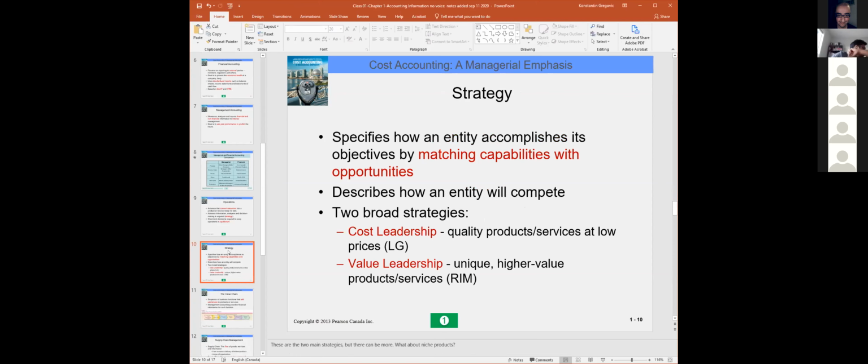And as we mentioned, we did talk a little about strategies. There's cost leadership, quality products, low prices, and value leadership, higher value products and services. I mean, these are just two examples. Generally, most textbooks go through three strategies. There could be a lot more. There are niche products out there that have different strategies that are not necessarily price or quality driven.